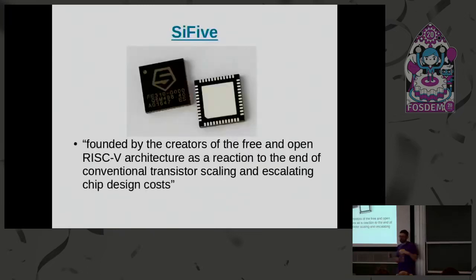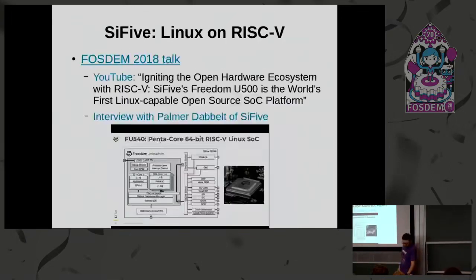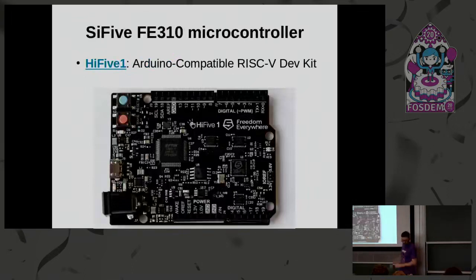Some of the people at Berkeley that created the RISC-V ISA originally went on to start a company called SiFive, which some of you might have heard of. I think it was maybe 2 or 3 years ago now. They launched this microcontroller called the FE310. This is an Arduino form factor board that has the FE310 in it. So this is nice.